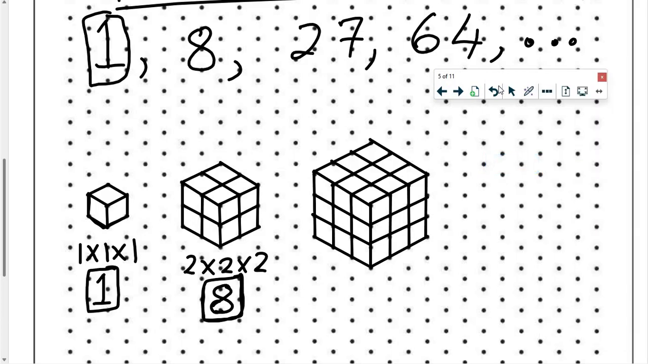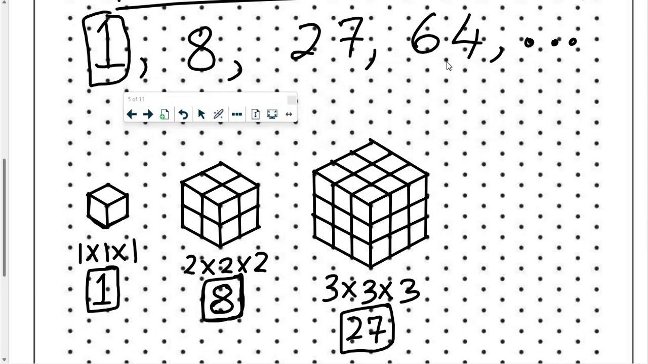How many small cubes can you see? We have 1, 2, 3, 1, 2, 3, 1, 2, 3, meaning 3 into 3 into 3. You're going to have 27 small cubes. 1, 2, 3, 4, 5, 6, 7, 8, 9. So you keep counting, and you will clearly see there are 27 small cubes in this picture.